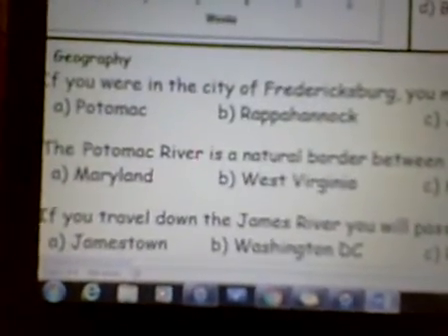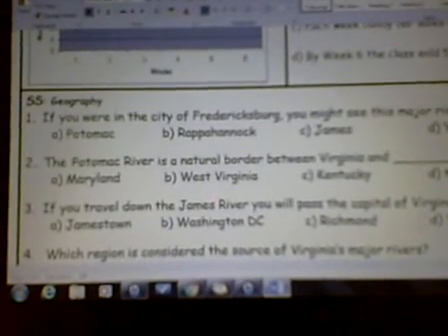Questions on geography. Here, I'm just going to give you little hints to help you figure it out, and hopefully you can tell by the hints what the answer is. Number 1 says, if you were in the city of Fredericksburg, you might see this major river. Well, there's a little clue. Fred likes to rap. Number 2, the Potomac River is a natural border between Virginia and which state? Well, the Potomac River is furthest north, and the state that is above Virginia starts with an M.